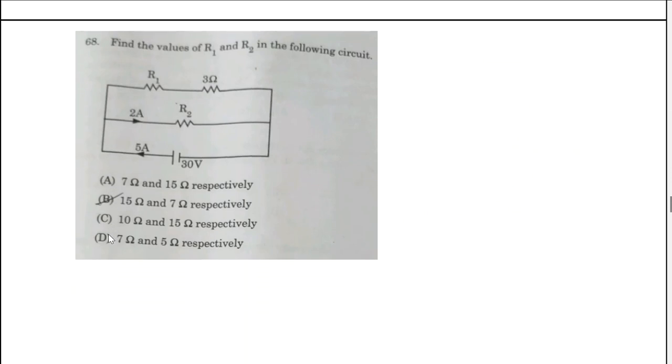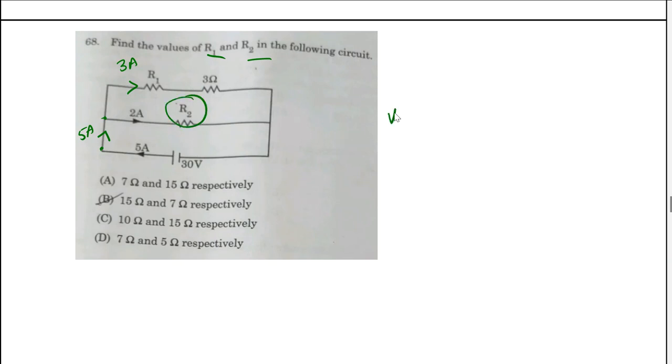Now in this question, find the values of R1 and R2 in the following circuit. Here is a simple network where a current of 5 amperes is flowing. Once 5 amperes is flowing in and 2 amperes flows out, what is the remaining current, applying KCL? 5 is incoming, 2 is outgoing, so the remaining 3 amperes is also outgoing here. And observe that these three are in a parallel circuit. Parallel circuit means, what's the voltage across R2?